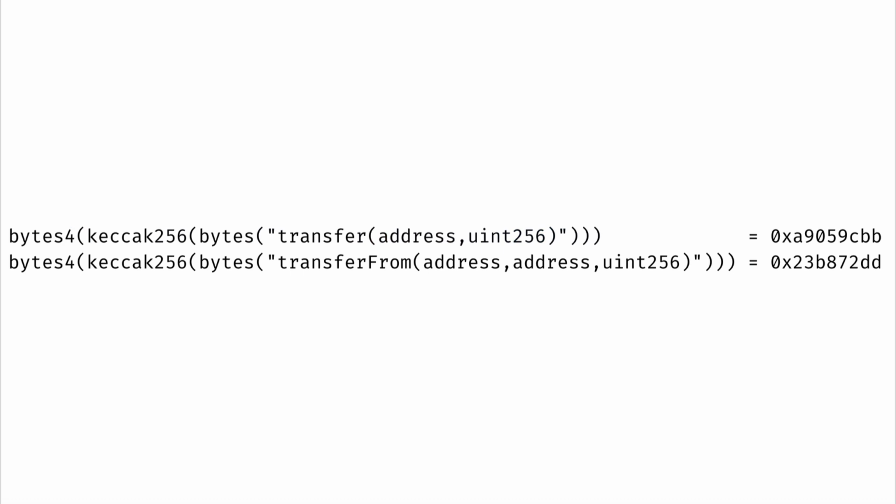You don't have to calculate this yourself. Solidity will handle all this logic. That's why usually there's no need to access msg.sig directly.